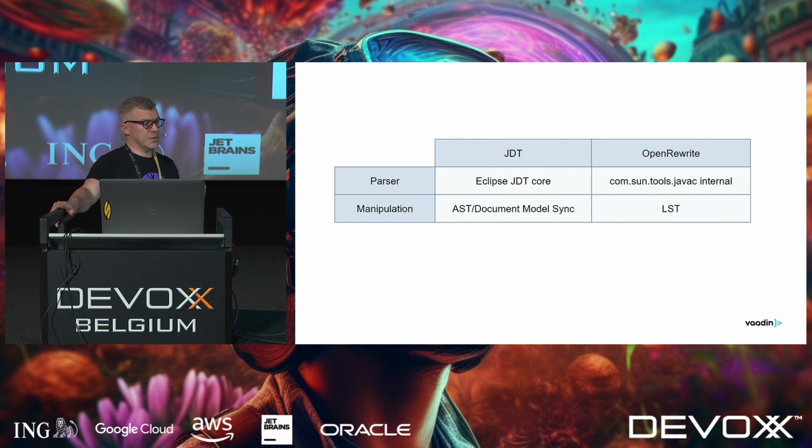We also have a high confidence in the way that manipulation can happen, because both of these do this in a way that limits the changes to specifically that place in the code where it needs to be applied. So with JDT, they do this with a combination of an abstract syntax tree and a document model, and JDT is providing the synchronization between these two models. And OpenRewrite is using something it calls the lossless semantic tree.